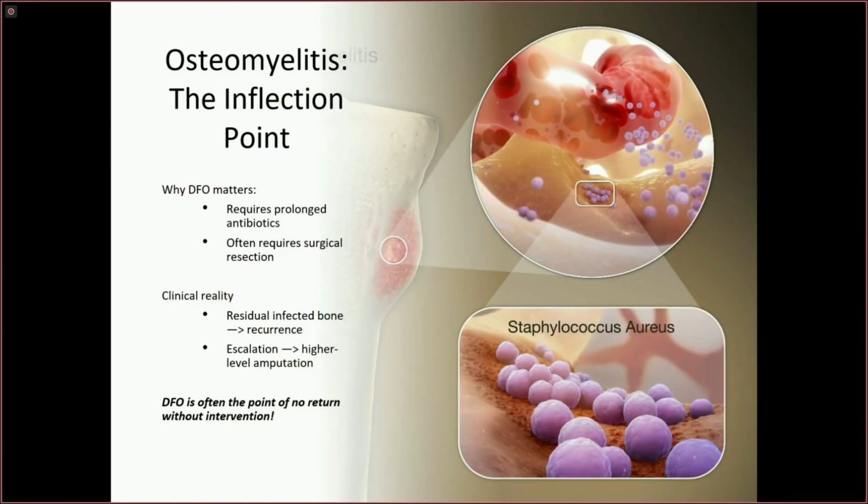Patients with DFO have a 5 times higher likelihood of overall amputations and a 3 times higher likelihood of a major amputation compared to soft tissue infection alone. Antibiotics alone in this environment are often insufficient, particularly in the presence of ischemia. And incomplete treatment leads not only to recurrence, but progression and ultimately higher-level amputations.